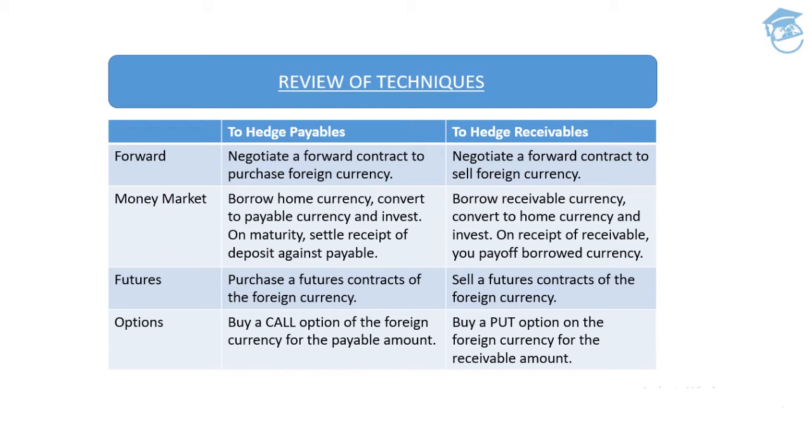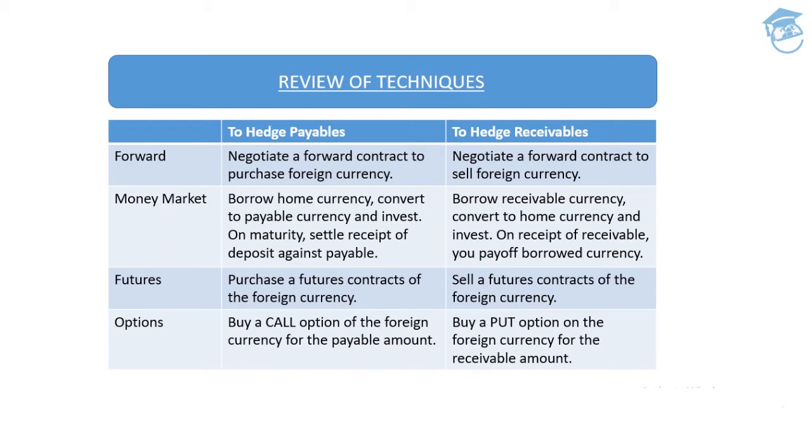Let's suppose you need to get your foreign currency contract done within the next 2 months. Simply go into the market and buy a call option. That is your option to buy that foreign currency for that particular payable amount, and you make the payment.